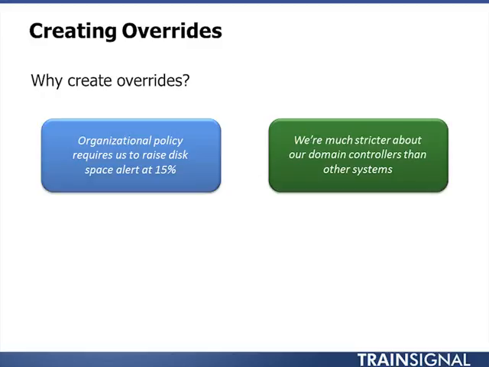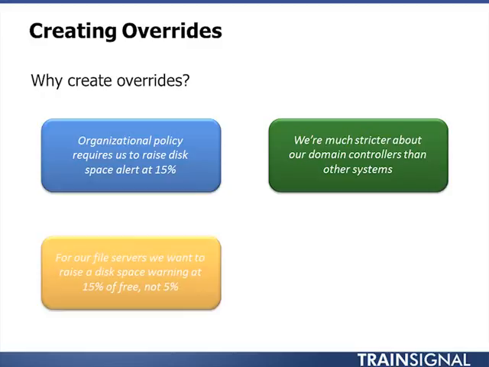Well, when it comes to our domain controllers, we're quite a bit stricter than we are with our other systems. So let's take this for example. For our domain controllers, we want to raise a warning when we're below 20% free disk space. You can do that through what's called targeting of a particular override in the management pack. And you'll see that in action in the demonstration portion of this lesson.